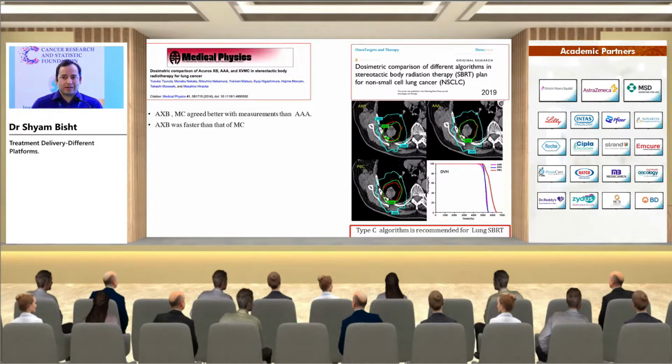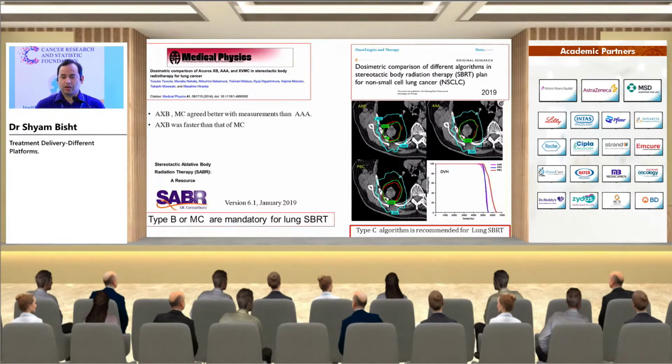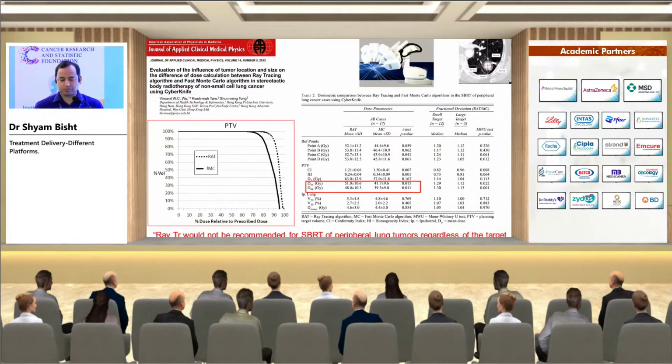But ACUROS was fastest compared to Monte Carlo. The SABR consortium advocates, in a very recent recommendation, at least a type B algorithm for lung SBRT, or preferably a Monte Carlo or ACUROS. And this paper compares two algorithms used in CyberKnife.